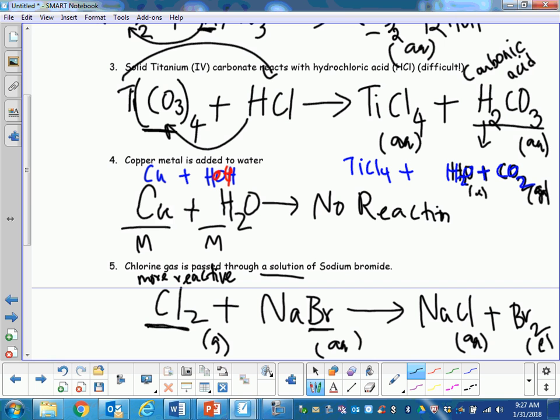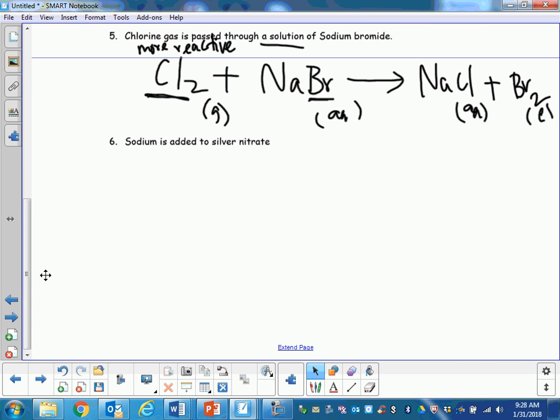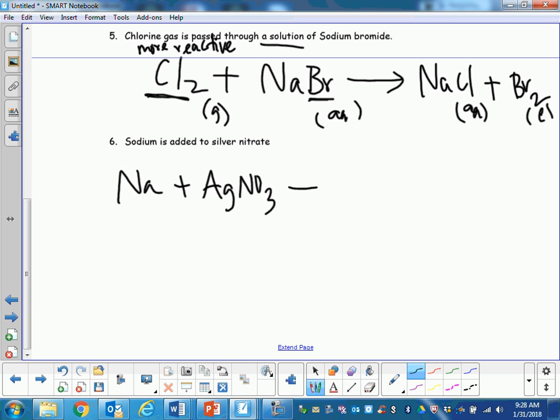Are we good? Okay. The next page is the activities, the potential energy diagrams, right? Okay, I can't scroll down. Okay. Sodium added to silver nitrate. Will the reaction happen? Sodium plus silver nitrate. Sodium is higher up in the metal activity series, correct? Sodium is the more active metal, so the reaction will happen. NaNO3 plus silver will get deposited. Are we good?